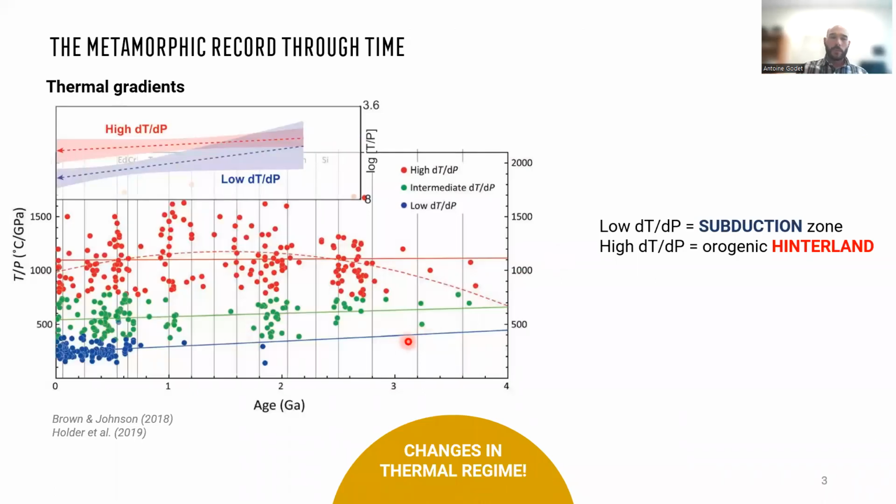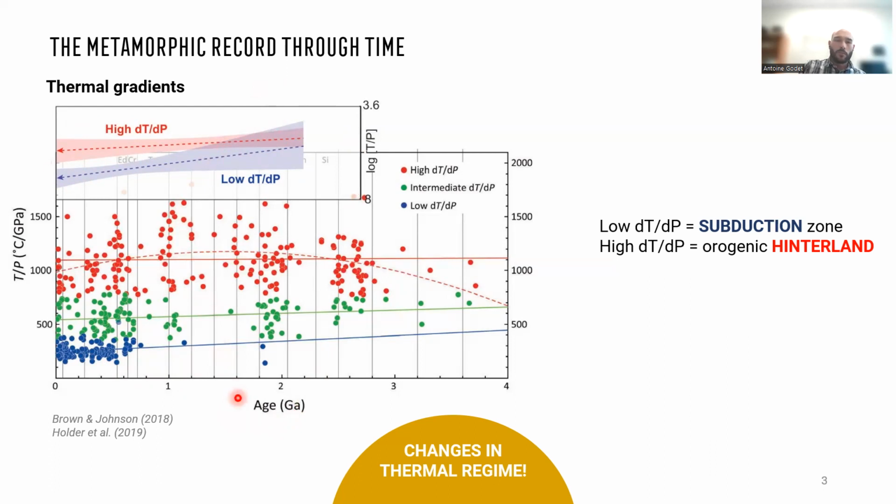So this is one of the famous compilations, I would say, that was published by Mike Brown and Tim Johnson, 2018. And if you look, this is the age here on the x-axis, and those are the thermal gradients, and they can be divided in, let's say, two major parts. The blue dots are representing the low dT/dP gradients that are related to subduction zones. And in red, you have all the high dT/dP thermal gradients that relate to orogenic hinterland. And if we look at that bimodal distribution, it seems to have initiated during the Paleoproterozoic.